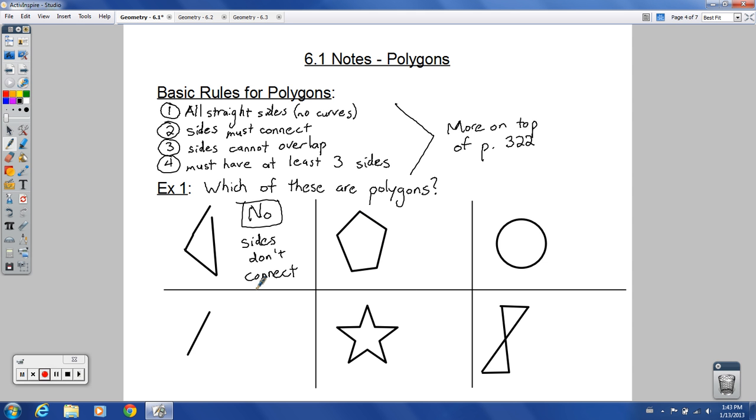I see one down here that does overlap. See if you can figure out which one that is. And do you have at least 3 sides? Yes. So all the rules hold for this one. So I would say yes on that one.